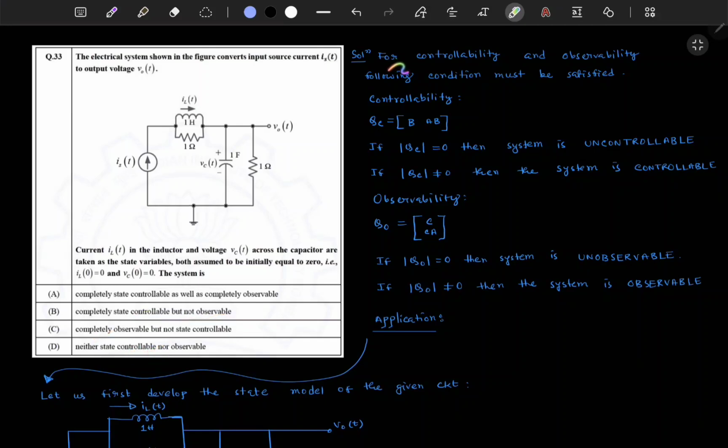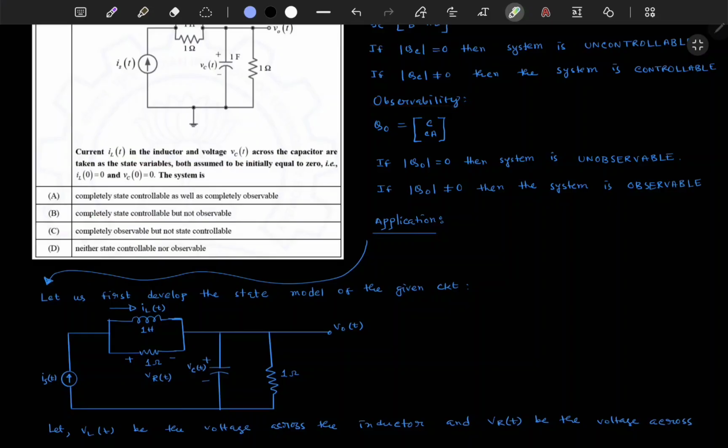First we need to understand that for controllability and observability, the following conditions must be satisfied. Controllability: QC equal to [B AB]. If the determinant of QC equals 0, then the system is uncontrollable. Here B and A are matrices, and later we will see what B and A actually are. If this matrix determinant is 0, it cannot be controllable, and if it is not equal to 0, it is controllable.